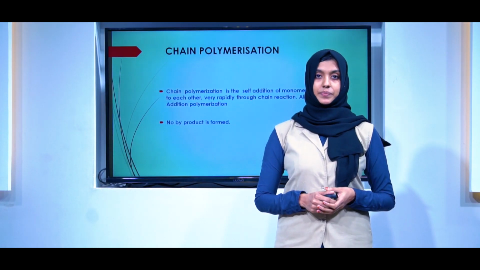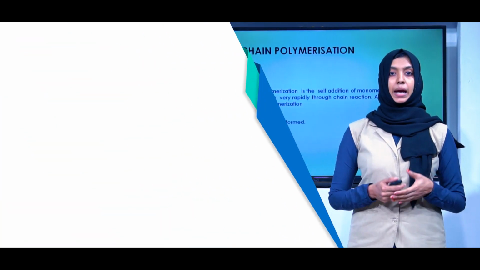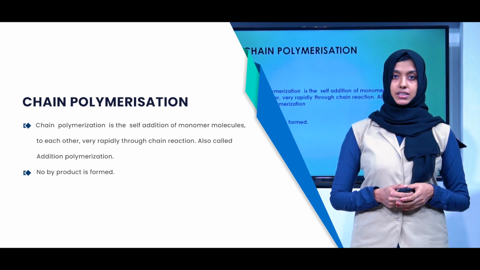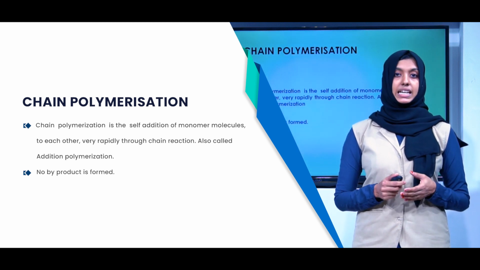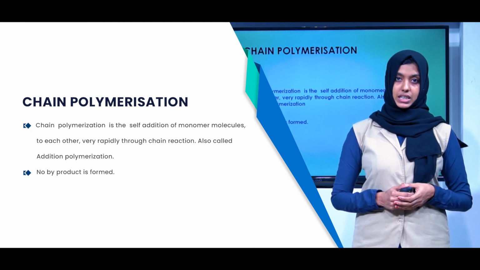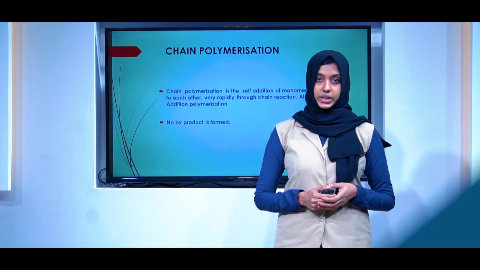Chain polymerization. It is the self-addition of monomer molecules to each other very rapidly through chain reactions. It is also named as addition polymerization. There will be no byproduct during this polymerization. It is a greater advantage of this polymerization. If there will be no byproduct, it means there will be no chemical pollutant.